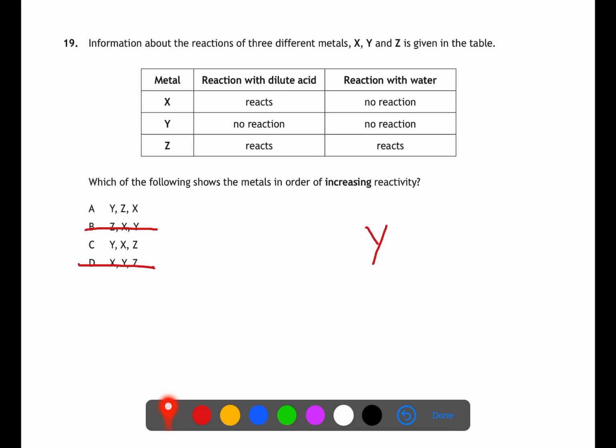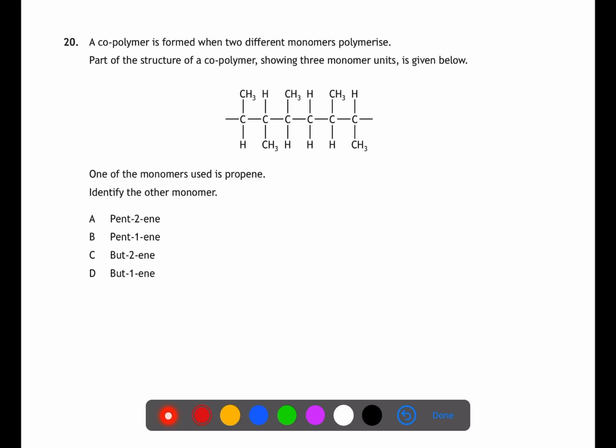If we look now at the reaction with water, we can see that Z reacts with water, but X does not. This means that X must be the next reactive, followed by Z as the most reactive, giving C as our answer. Question 20. A copolymer is formed when 2 different monomers polymerize.